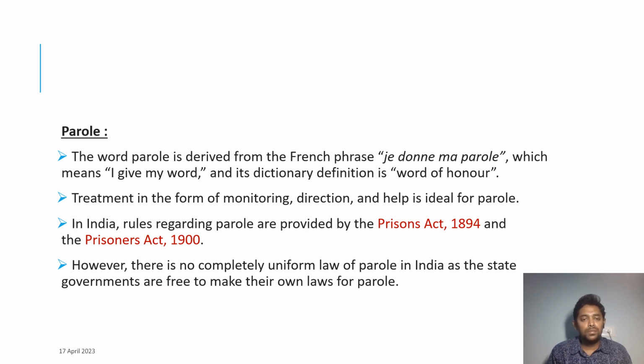Coming to parole, the word parole is derived from the French phrase "Je donne ma parole," which means "I give my word," and its dictionary definition is "word of honor." Treatment in the form of monitoring, direction, and help is ideal for parole. In India, the rules regarding parole are provided by the Prisons Act 1894 and the Prisoners Act 1900. However, there is no completely uniform law of parole in India, as the state governments are free to make their own laws for parole.